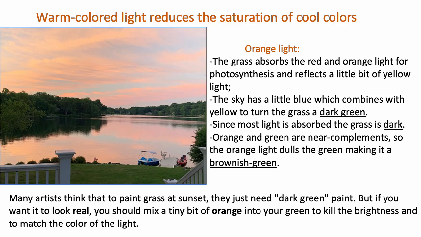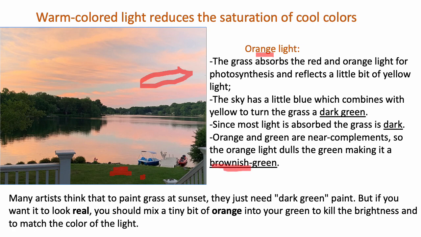In this picture, the light is mainly orange, and the grass absorbs the red and orange light and uses it for photosynthesis, and then reflects a little bit of the yellow light from the orange. And that yellow light combines with the little bit of blue in the sky, so we do see some green in the grass, but it's a dark green because most of the light is absorbed. And also it's a dull green because orange and green are near complements, so you get sort of a brownish green color.